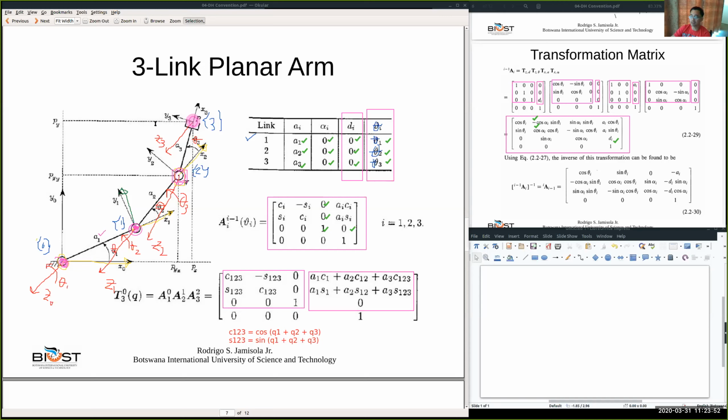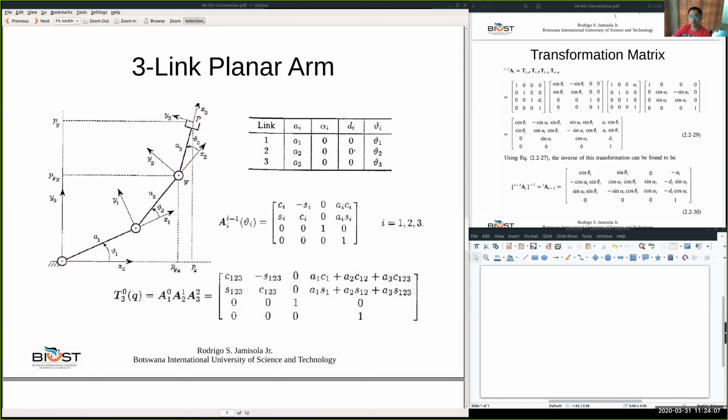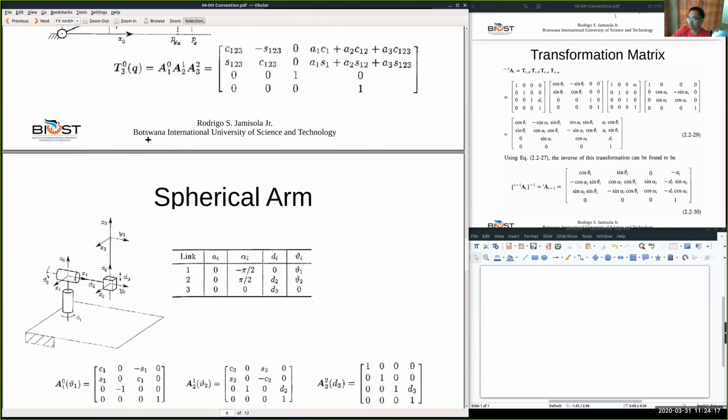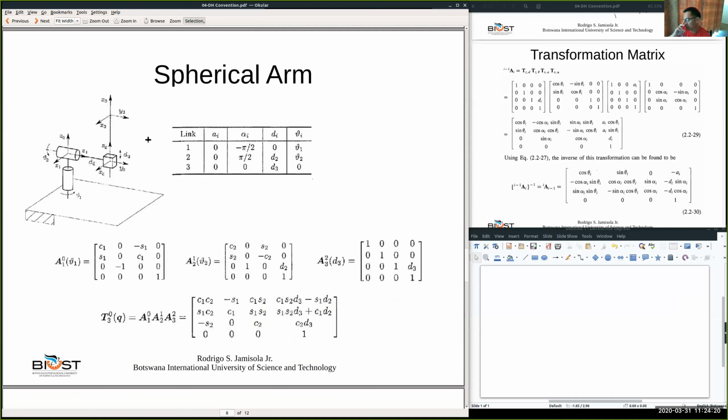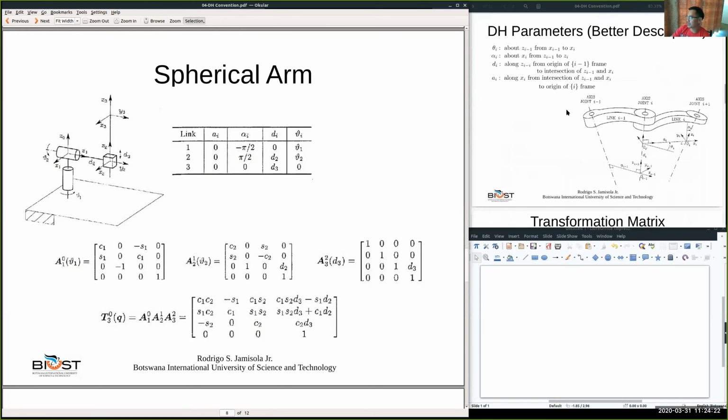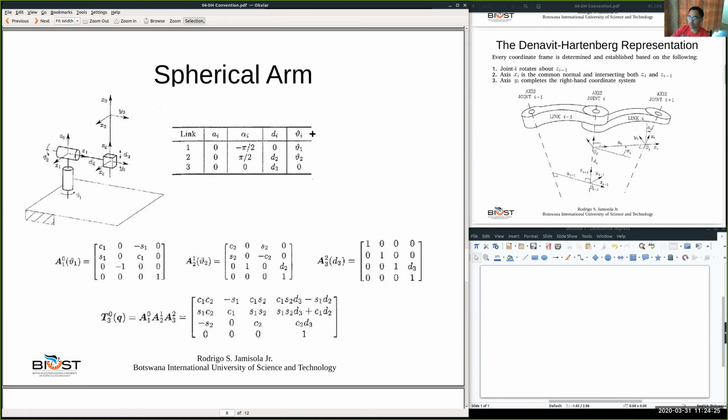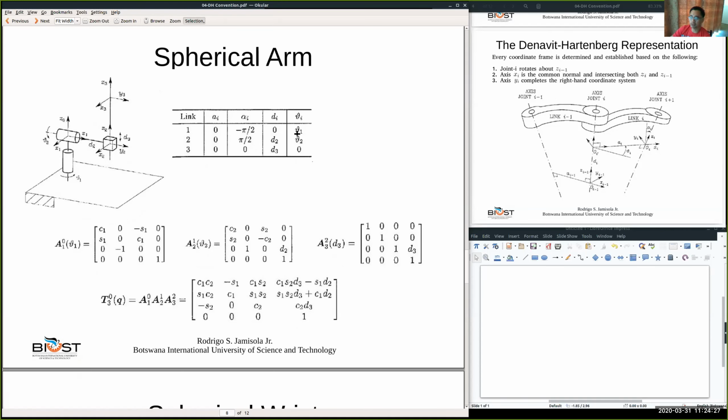In this case here, because the robot is quite simple and there are just 3 links, the transformation matrix is not that complicated. Okay, now let's go to the next example. So let's clear all the drawings and all the annotations. Now let's go. Clear that. And next slide. So a spherical arm. Let's check the spherical arm and then we follow again these conventions. Let's go through all these examples so that you will be familiar with them.